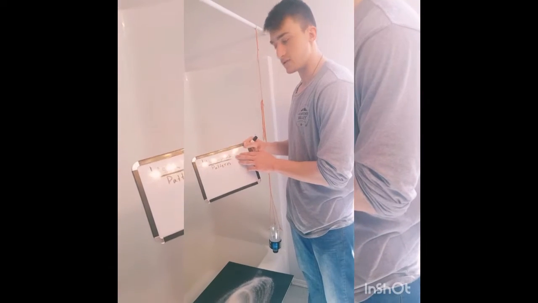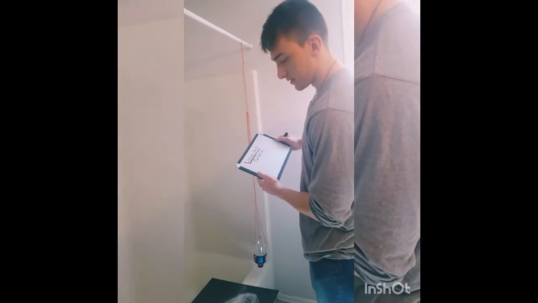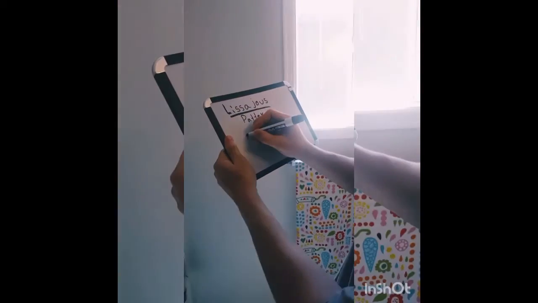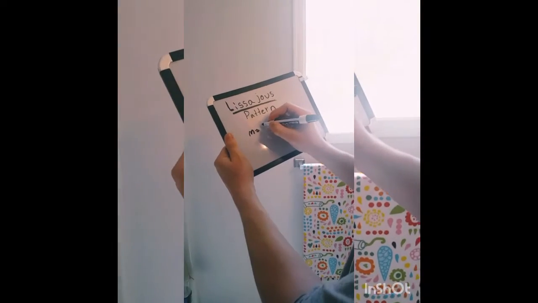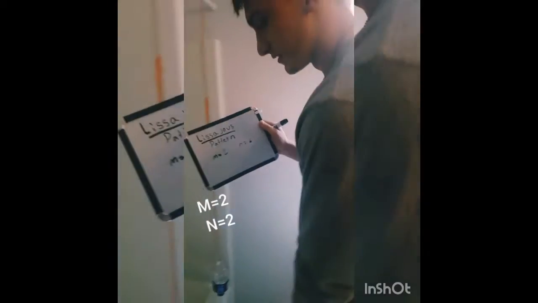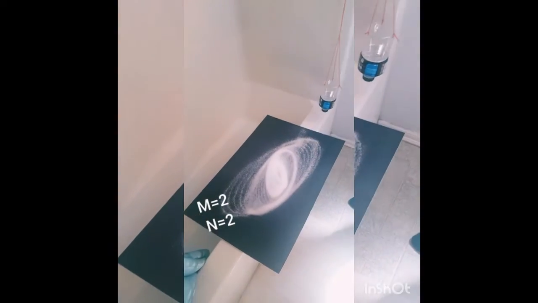So the shape that we got here can be explained by this pattern, the Lissajous pattern. And our particular shape was more of an ellipse. And this happened to be because both of our axes had the same period of 2 seconds, meaning it took the same amount of time for it to go vertically and horizontally.